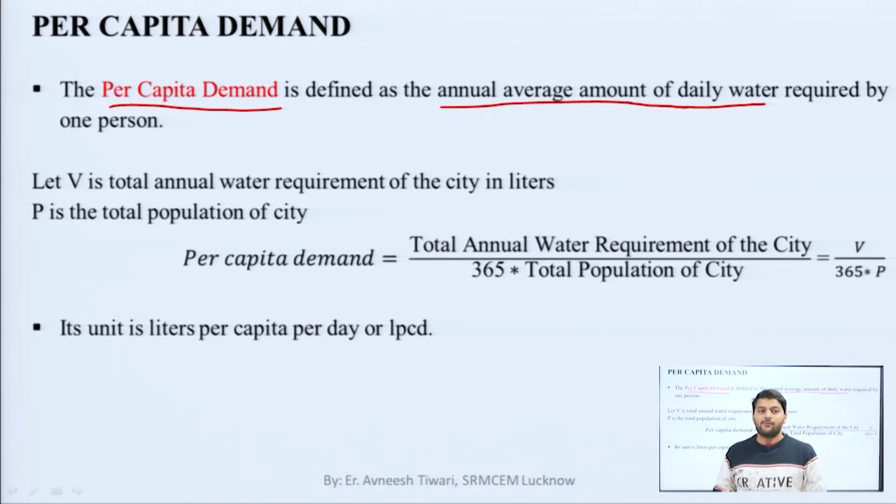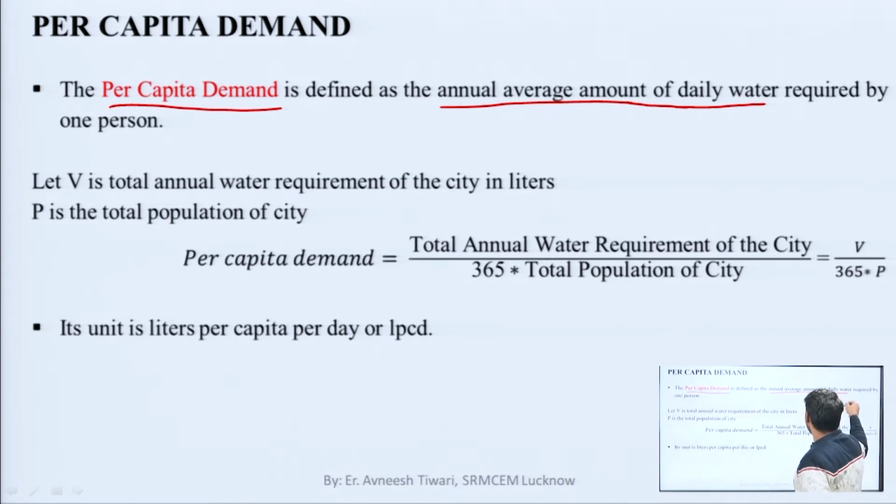For example, if a person is consuming 360 liters of water throughout the year, then what will be the annual average daily water? It will be 360 divided by 360. It means the total amount of water consumed in a year divided by total days. So it will be the average daily water demand. So average daily water required by a person is known as per capita demand.